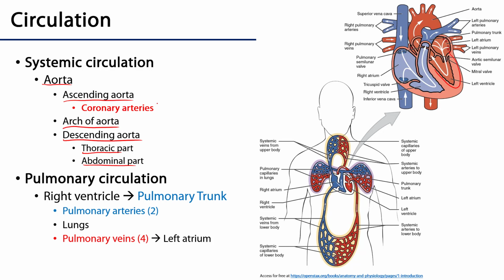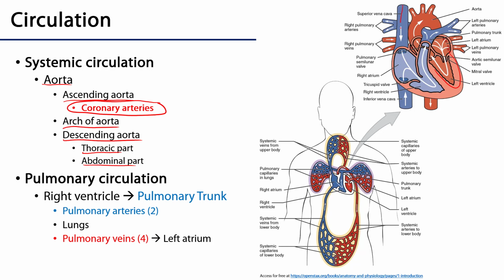It's the ascending aorta which supplies the coronary arteries with blood. And we'll discuss the branches of the arch of the aorta and the thoracic and abdominal parts of the aorta in other videos. This blood is returned back to the heart via the vena cava.